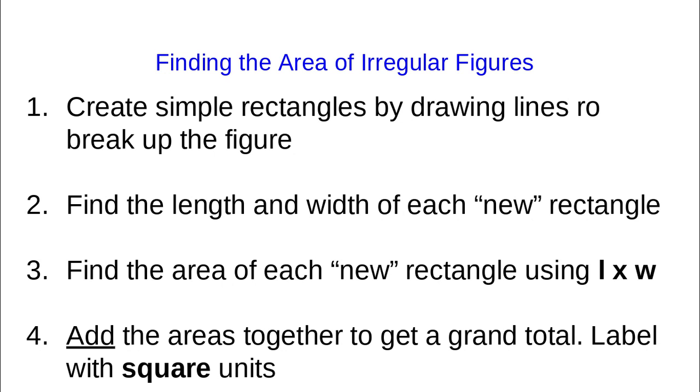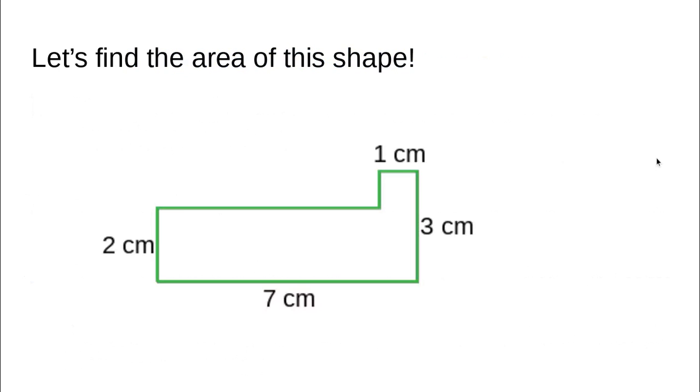After we've broken up our shape, we then want to find the length and width of each new rectangle. After we do that, we're then going to find the area of each new rectangle using length times width. And then at the very end, we're going to add up all of those areas to find our grand total and label that with square units. So let's start with our first problem.